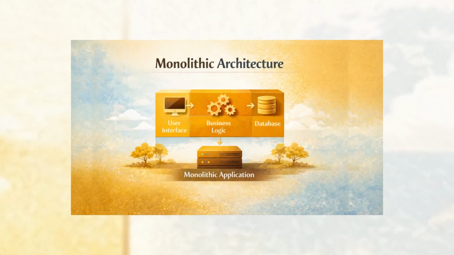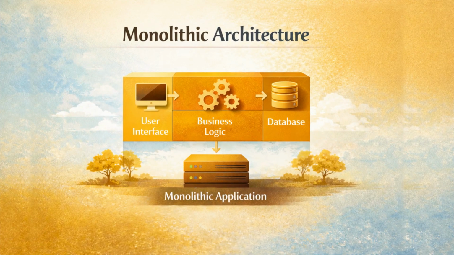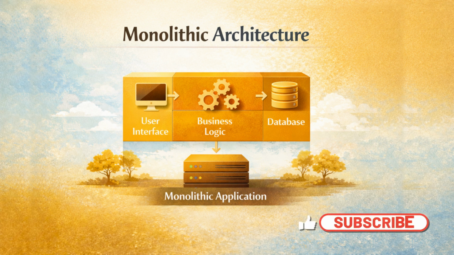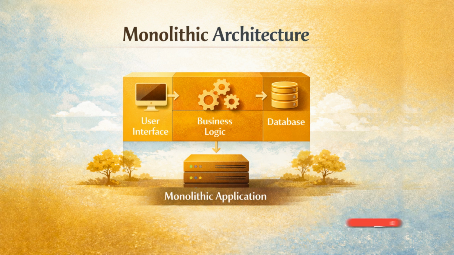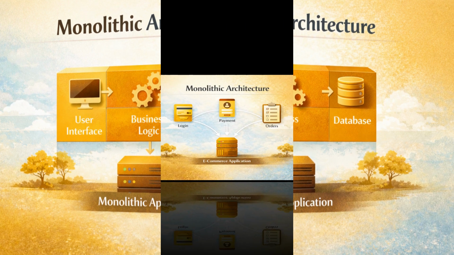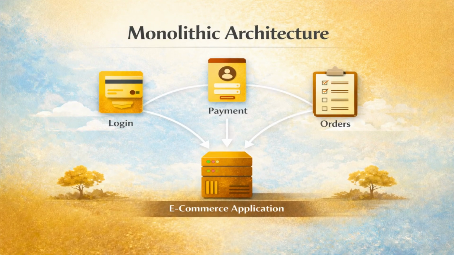Let's get started. A monolithic architecture means the entire application is built as a single unified unit. Everything is tightly connected: the user interface, the business logic, and the database. All of this exists inside one code base. For example, think of an e-commerce application. The login system, product catalog, payment processing, and order management are all part of one single application.